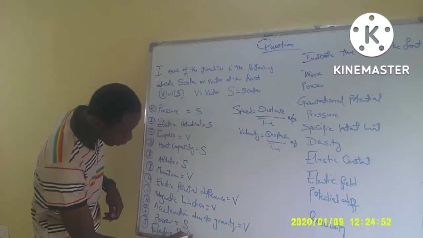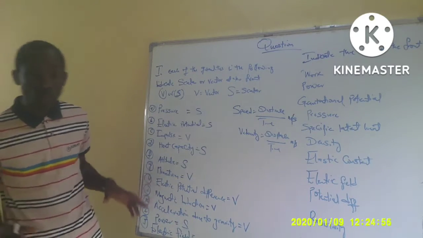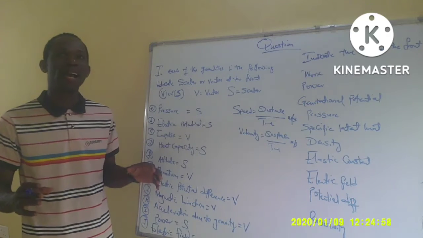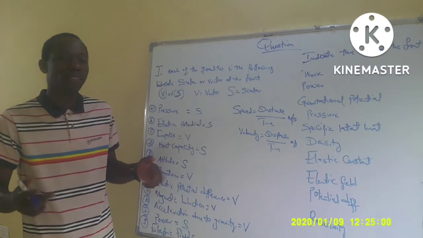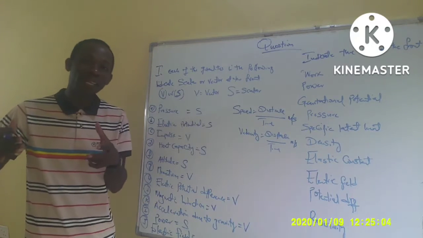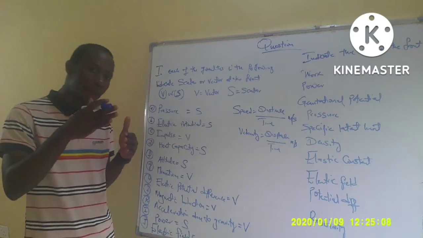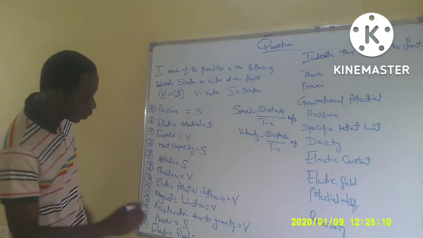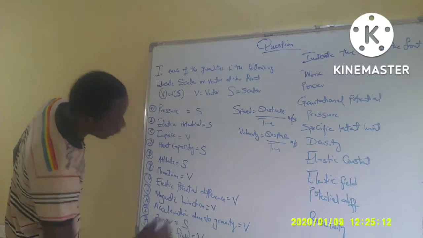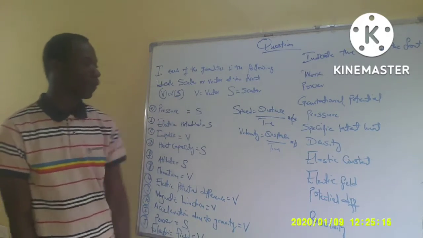Now the last one is electric field. Electric field is actually an area with which electric force can be felt. So the direction or the path with which electric force can be felt. There's a direction; the direction is a part of the force. So it's a vector quantity. So you can take note of this.